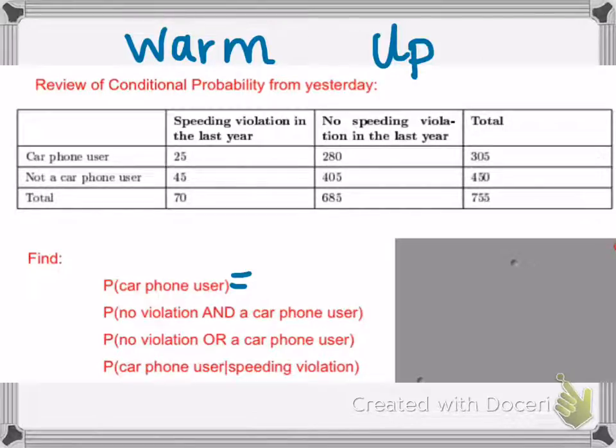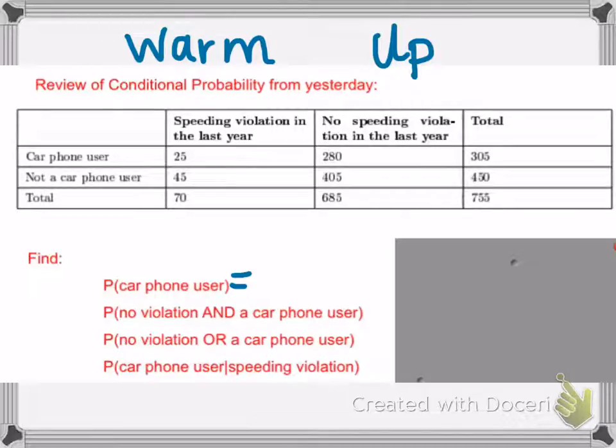So the probability that you have a car phone user, the probability that you have no violation and a car phone user, and so on. Keep doing all of those, practice our probability ideas and our conditional probability ideas. So pause the video, attempt this problem with the contingency table, and then play it when you're ready to check your answers.